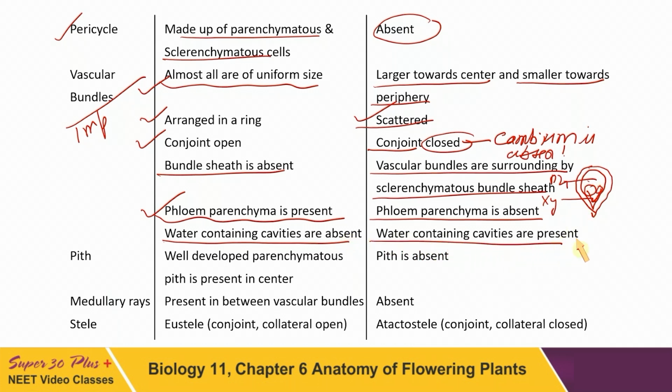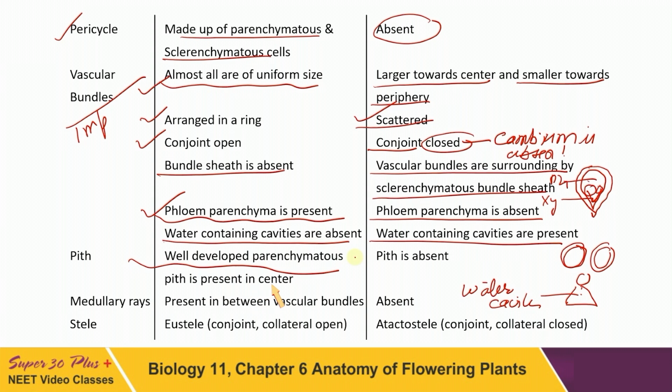Here, if you look closely, those are xylem vessels. This is protoxylem, and close to the protoxylem, this water cavity is present. Here, a well-developed pith is present at the center. It is absent in this case.